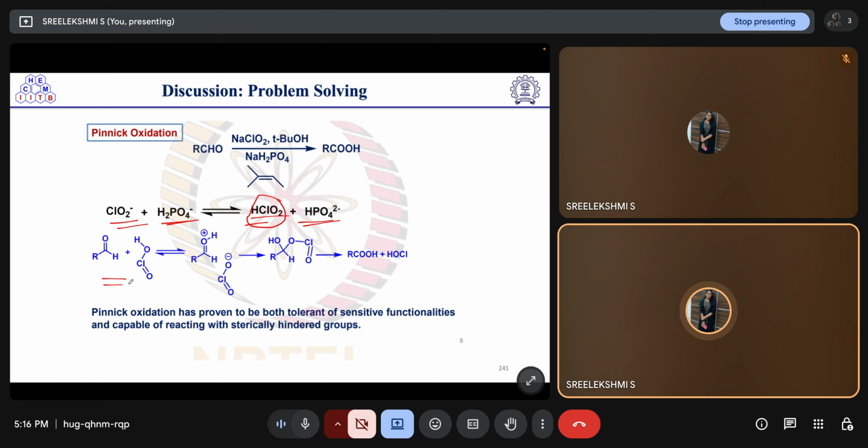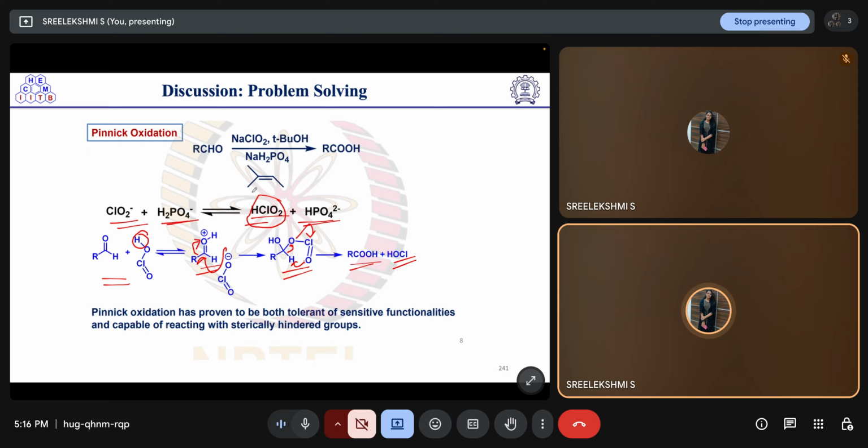What will happen? This aldehyde will first get protonated by this HClO2, so it will form this compound. Then this O minus is attacking over this carbonyl carbon center, and this positive charge will be neutralized, and we will get this intermediate. Then this oxygen lone pair will take this proton, it will come over here, and this will eliminate to form HOCl and this acid, carboxylic acid or whatever acid.